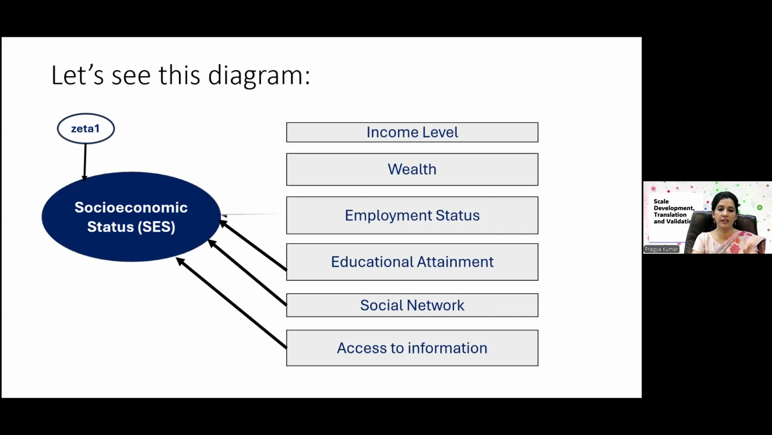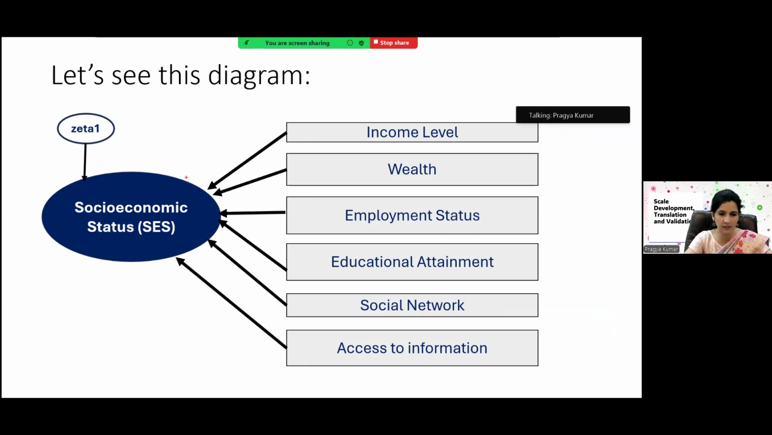So now, this is another diagram which is the formative. So you can see the income level, wealth, employment status, educational attainment, social network, access to information. I have clubbed these variables together to form this socioeconomic status. So the direction of the arrow will be from these items to the socioeconomic status.